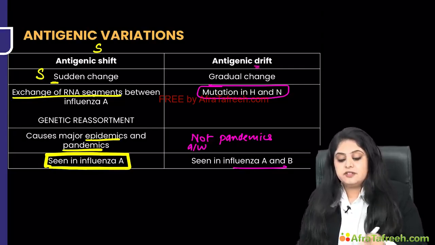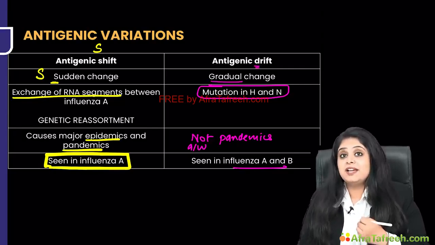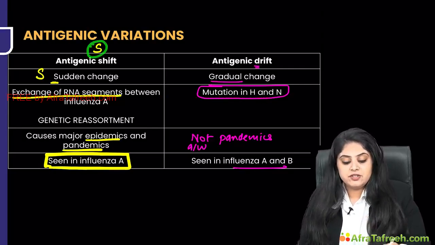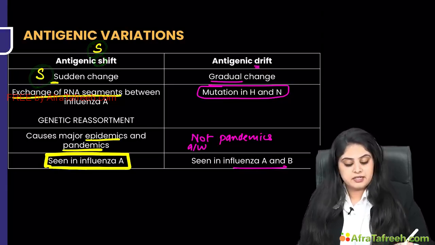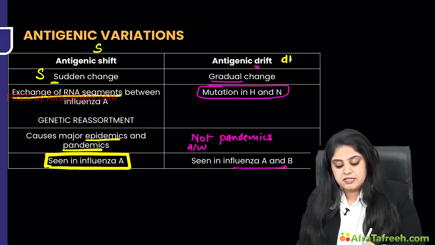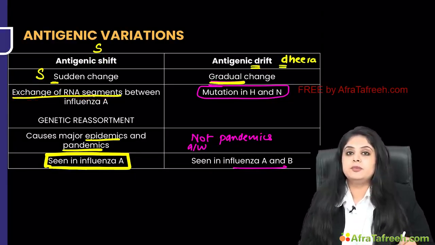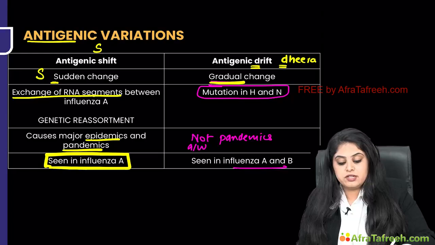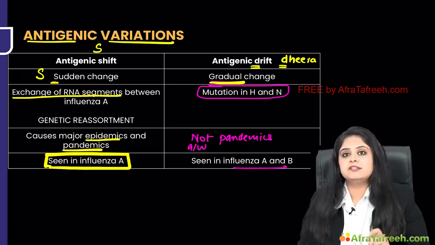An antigenic drift is very, very slow. How I have learnt it is, antigenic shift, S for S, it is very sudden. Whereas antigenic drift is slowly, very, very gradual. These are the two variations that you have to know. This is important in PSM also.